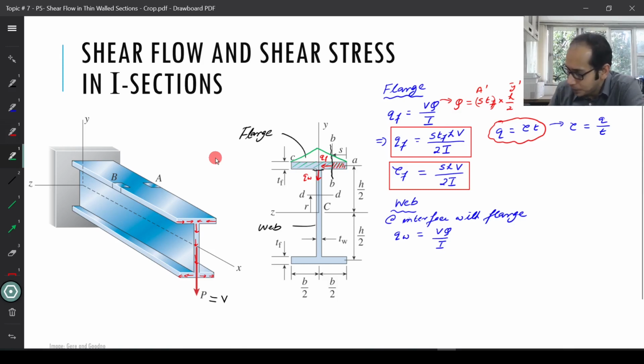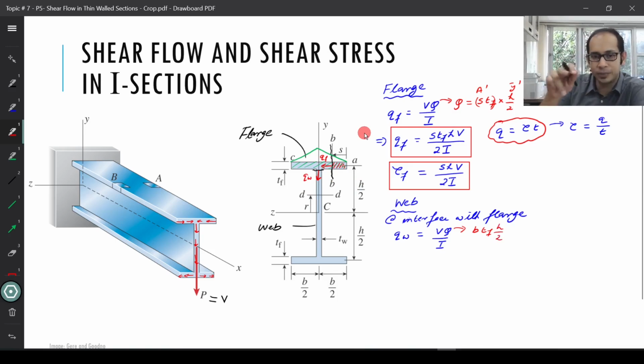For that one, if you compute, your q is going to be this entire area times the distance. The area is the width of the web, that is b times tf. And the distance from here to the neutral axis, since this is a very thin walled section, can be taken simply as h over 2. So b times tf times h over 2 is what you get over here.